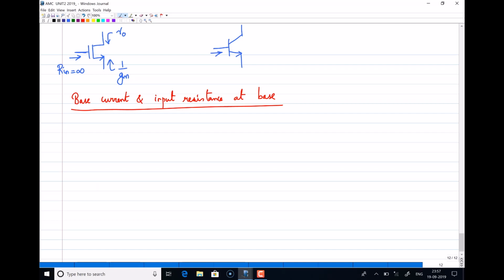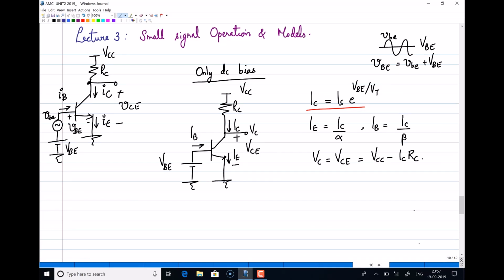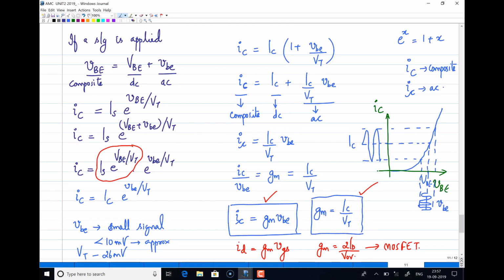So I'm just continuing with the previous expression. Don't worry about all these expressions. I started with the simple diode equation, and from the diode equation I developed all the equations, so you can also write all these things and get the final small signal collector current IC as GM VB, and GM as IC by VT. These relations will be useful when you solve numericals.